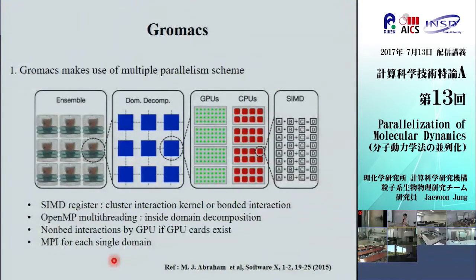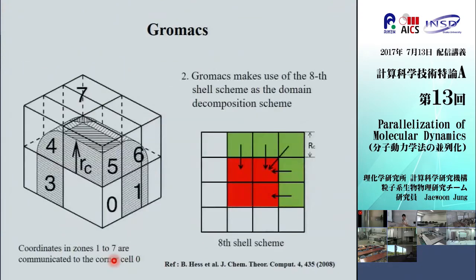And as for the domain decomposition, they assign this kind of HS scheme. Each domain just sends its data downward and left, and that data is also sent down and left. In this way, they can send and receive data very well. And also, they adjust the domain size to increase the load balance.